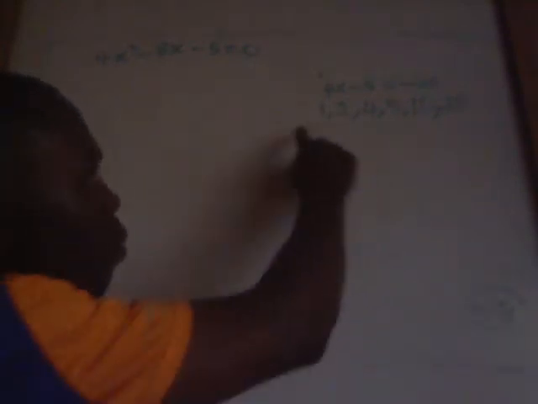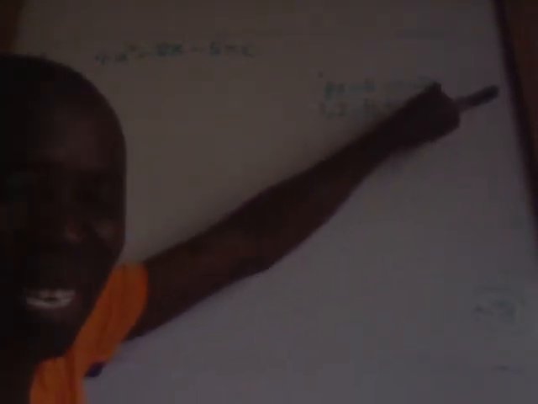I repeat, pick any two numbers here from the factors, manipulate their signs, put signs in front of them, either plus, minus, minus, plus, plus, plus, minus, minus, in such a way that once you multiply them together, you get minus 20. And then condition 2, once you join them together with their signs, you get minus 8, which is the coefficient of the second term.